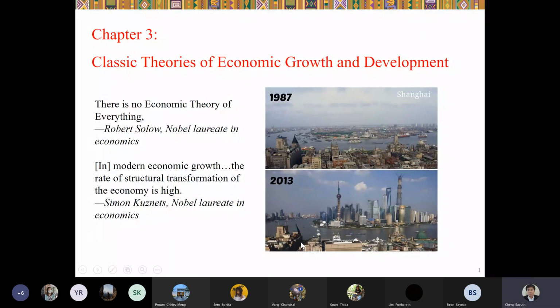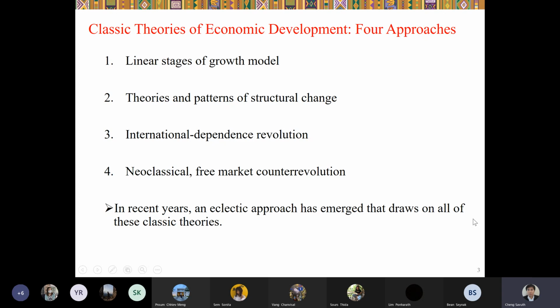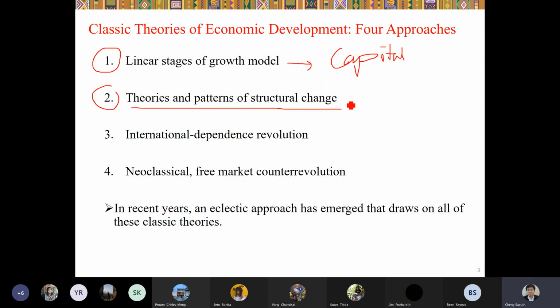Last week we talked about the classic series about economic growth, and we know that there are four big groups, right? The linear stages of growth theory, which gives importance to capital, and it said that capital is the key for having economic growth. So you need to mobilize the capital that supports economic growth. You have to put your capital in the right economic sector. And the second group of theory we call the structural change, or the pattern of structural change. So this group refers to structure and reform that must exist in order for a country to have economic development.